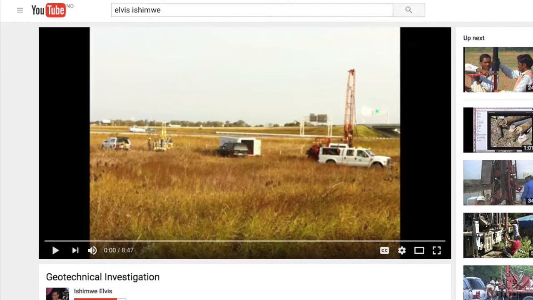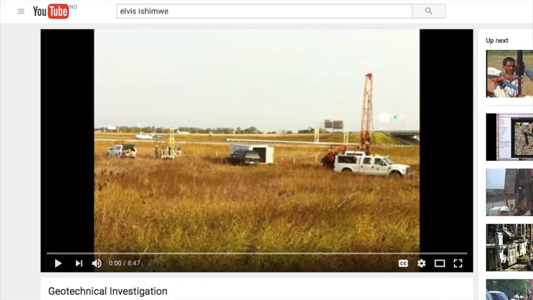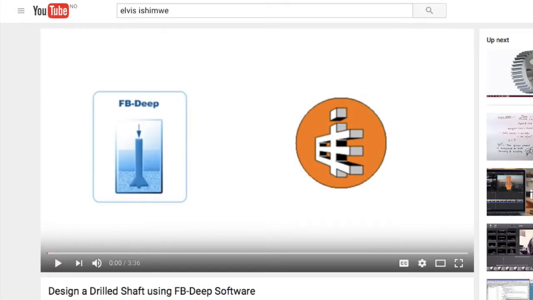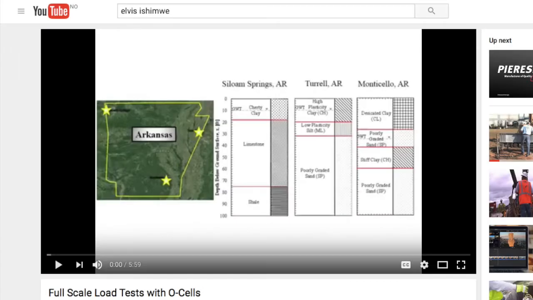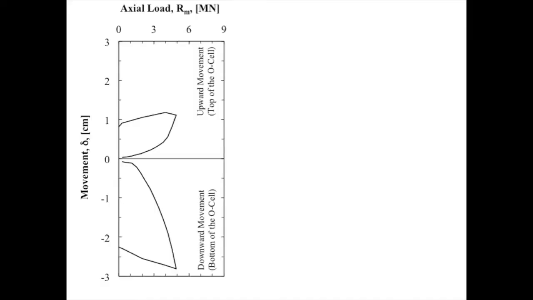As discussed in the previous videos related to the AHTD TRC-1204 project, the measured resistance values that were obtained for the TRC-1204 project were collected via Osterberg or O-cell bidirectional load tests. As shown here, the upward and downward movements of the top and bottom plates of the O-cell were plotted as a function of the nominal axial load that was applied to the O-cell from the hydraulic pump.